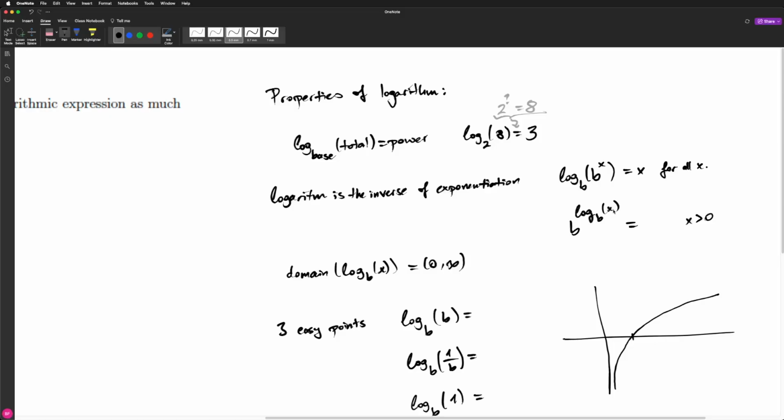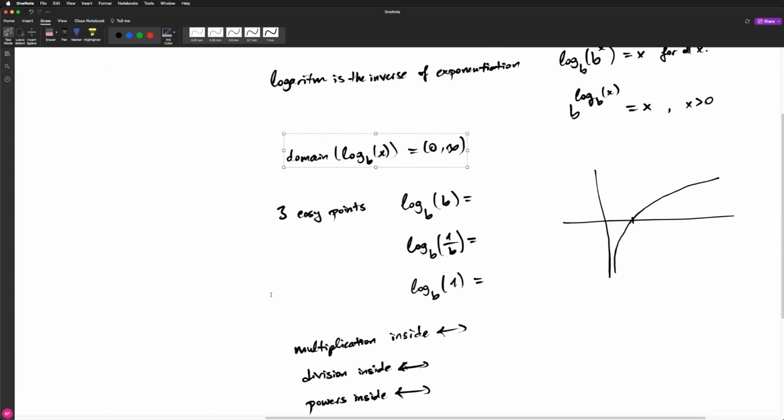And logarithm of x with respect to base b is the power you need to raise b to get x. If you use that power and raise b to that power, you get x. And that's only true when x is greater than 0, because the domain of logarithm with respect to any base is positive numbers, which is the range of exponential functions.